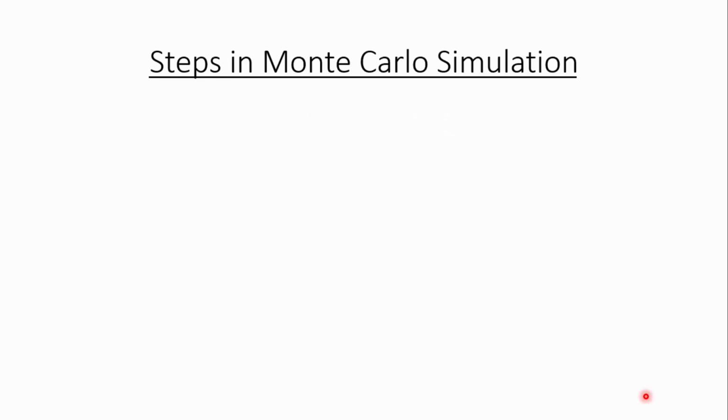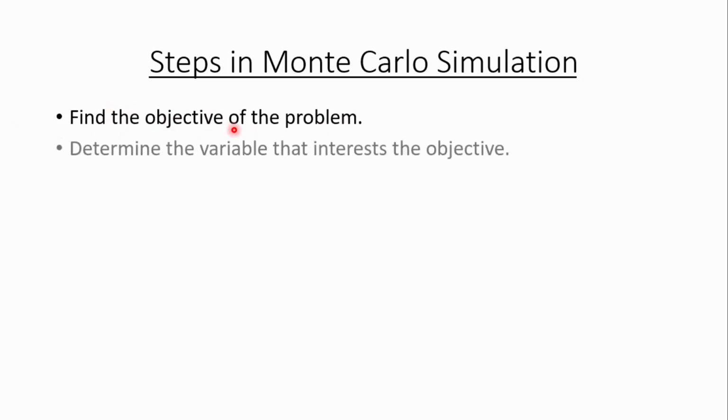So let us move ahead. First of all, let us have a recap. What are the steps in Monte Carlo simulation? So first step is to find the objective of the problem. What is the objective, whether it is to maximize a value or to minimize a value. Then we need to determine the variable that affects the objective. So here we need to identify the variable that affects our objective of minimization or maximization.